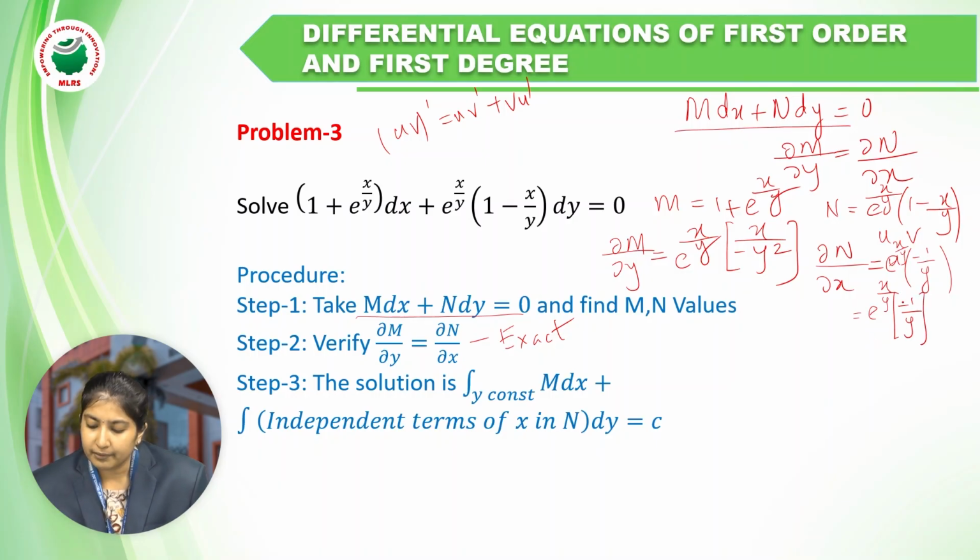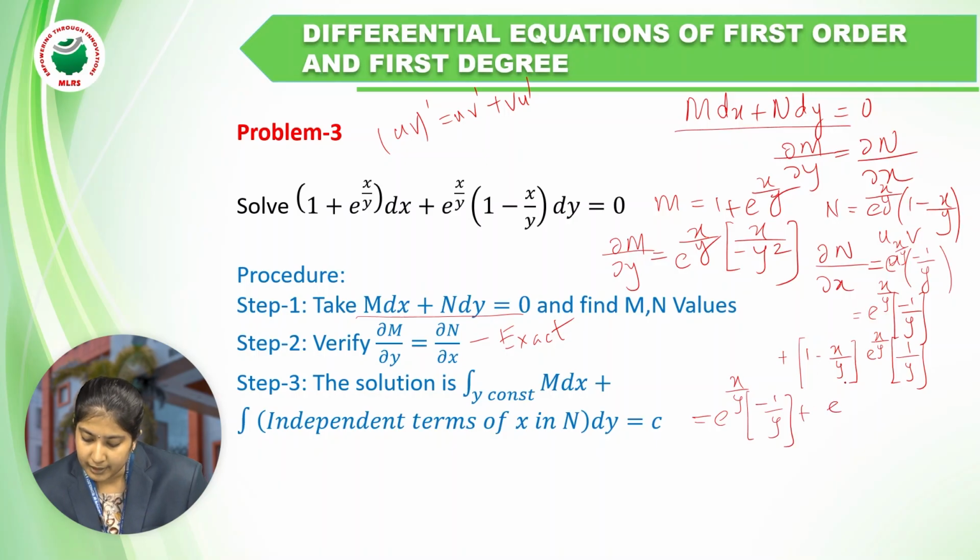Now next, what do we have to perform? V into u dash. So v u dash, that is 1 minus x by y into e power x by y, differentiation should be done with respect to x. So x differentiation is what? 1. 1 by y. So what do you get if you take e power x by y common? I'll write it in one more step. Actually this can be done directly, but you people should understand, that is why I'm writing it once again.